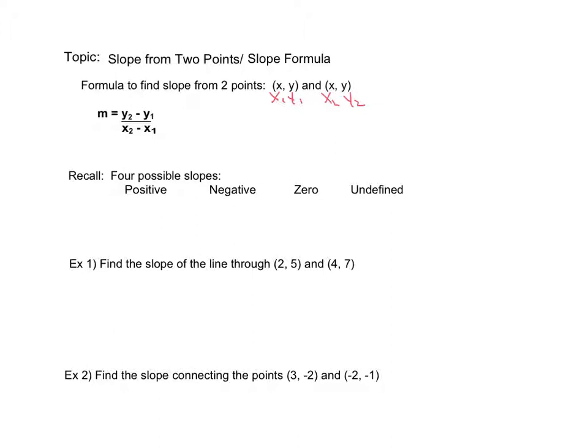The 2 I want to talk about, positive and negative, are pretty self-explanatory. You either get a positive result or a negative result. But 0 and undefined: we know something is a 0 slope if we have 0 over a number, because 0 divided by anything is just 0. It's undefined if we have a number over 0. Whenever we have 0 in the denominator, that is going to be considered undefined. One of the rules of math says that we can never ever divide by 0.